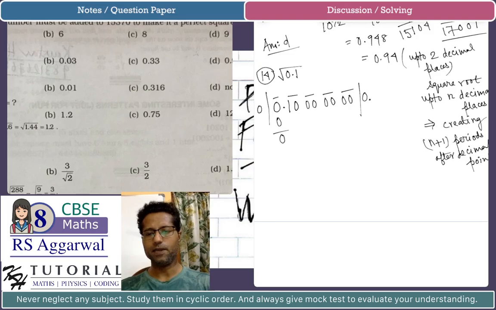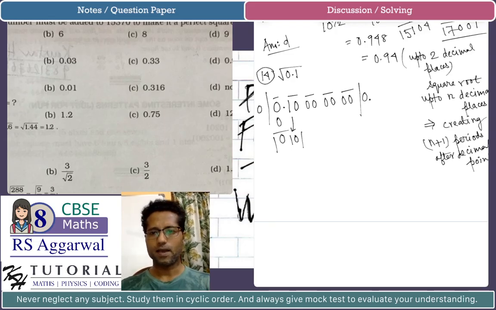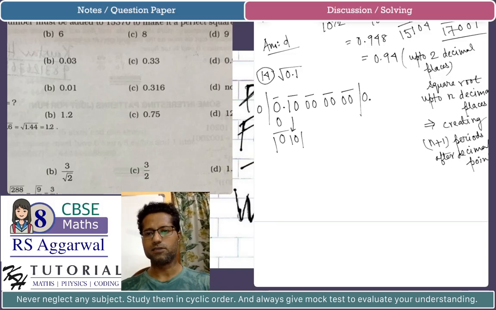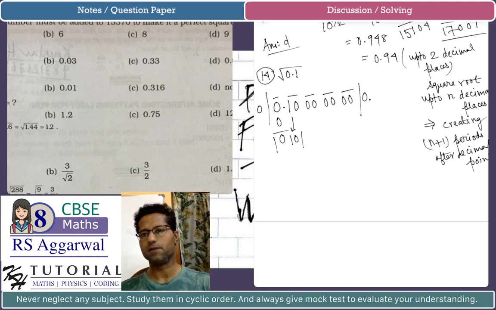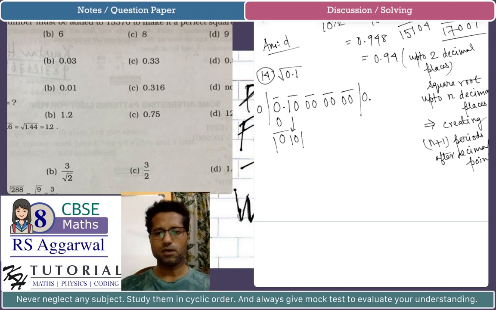Now we will bring the next period and we get 10. So that 10 now becomes the next dividend, and the next divisor will be whatever the quotient is, ignoring the decimal point, multiplied by 2. So 0 multiplied by 2 is 0.